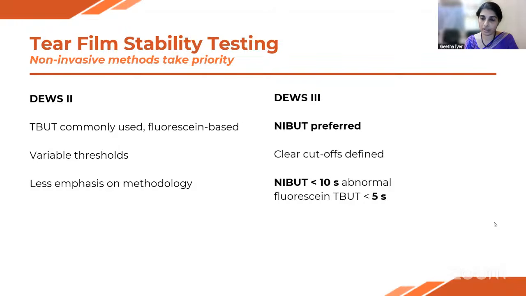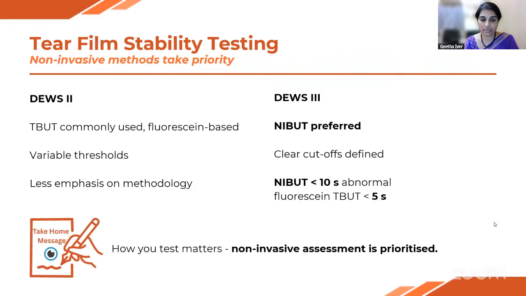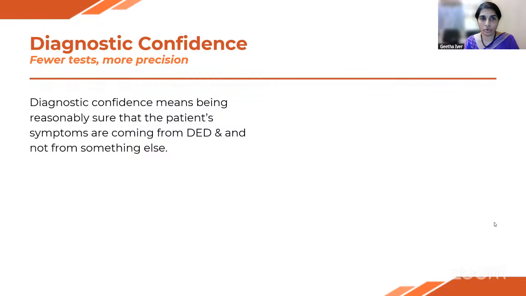And with the takeaway from the TFOD of the Asia Dry Eye Society classification, the fluorescein tear breakup time was shortened to less than 5 seconds as one of the criteria for the diagnosis. How you test basically matters, and non-invasive assessment is prioritized in DUCE 3. This is what defines diagnostic confidence for dry eye disease in DUCE-3.